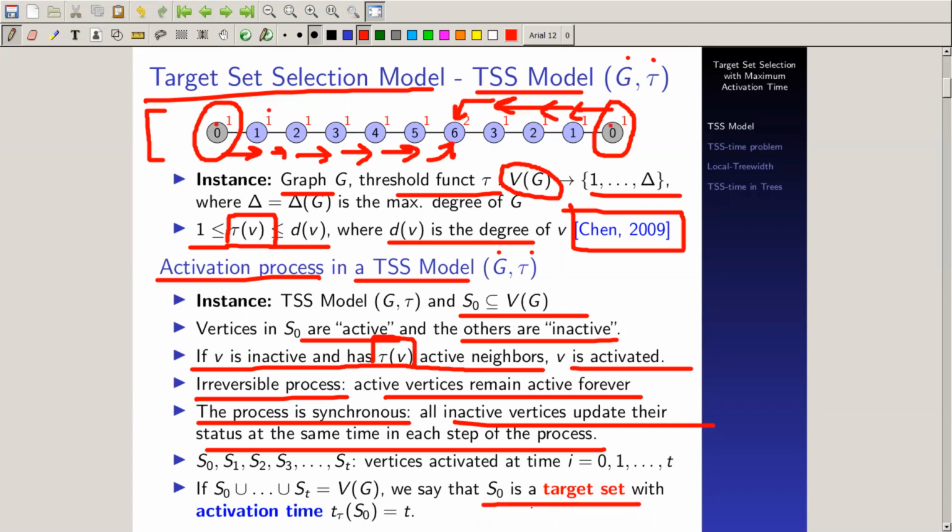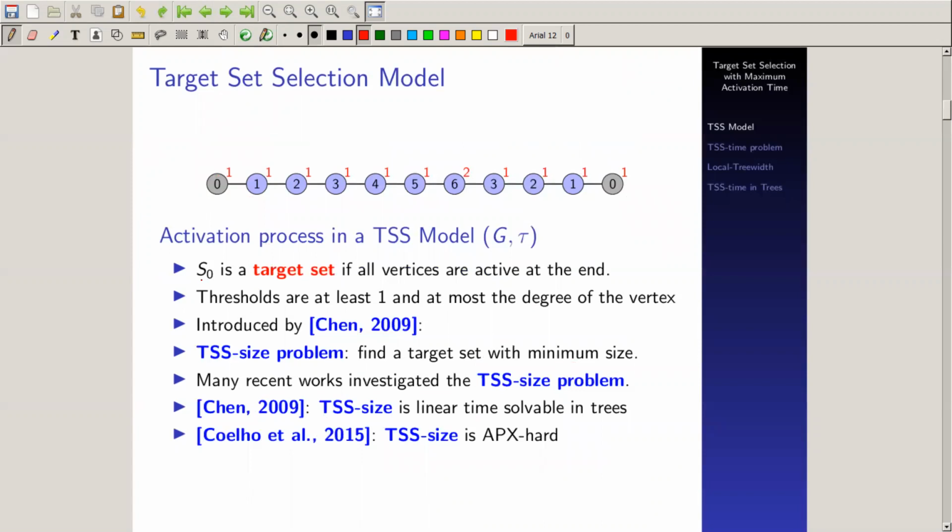S0 is a target set if all vertices are activated at the end of the process, and the activation time is the maximum activation time among the vertices of the graph. The activation time of the graph G is the maximum activation time among the target sets of the graph. Okay, so S0 is a target set if all vertices are active at the end. Thresholds are at least 1 and at most the degree of the vertex, as defined by Chen in 2009.